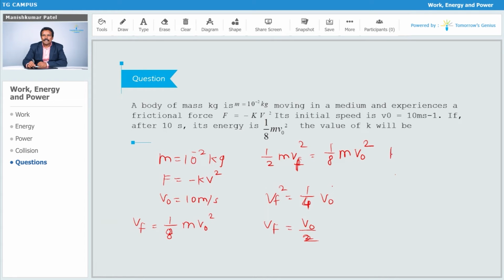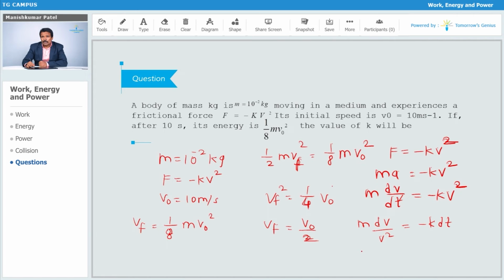The given equation is F equals minus k v square. Then F equals mass into acceleration, again minus k v square. So m dv by dt is equal to minus k v square. You have to just separate those variables, so that is m dv upon v square equals minus k dt. Just evaluate this one.